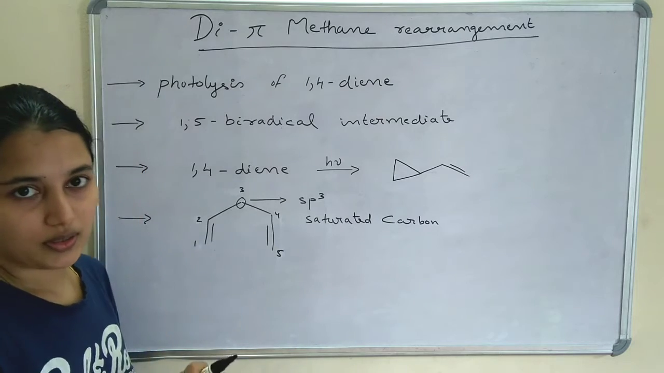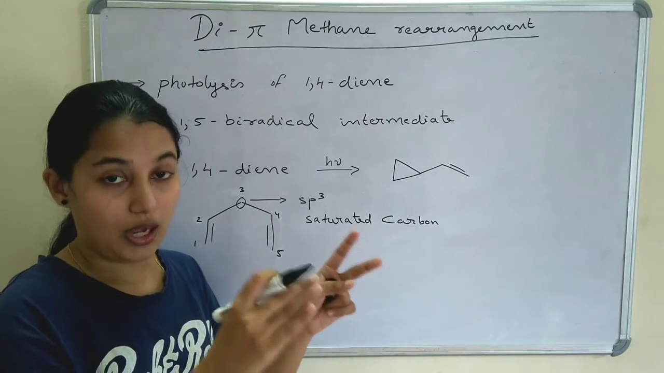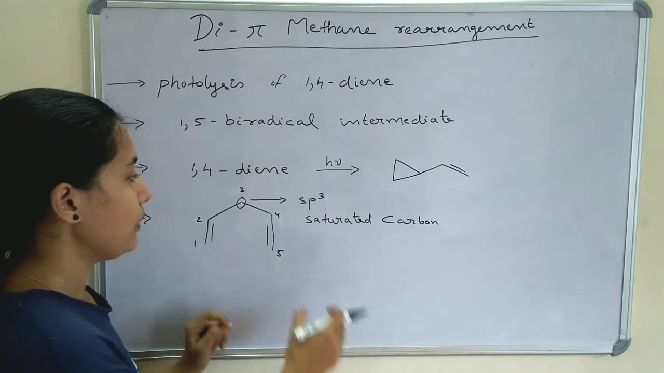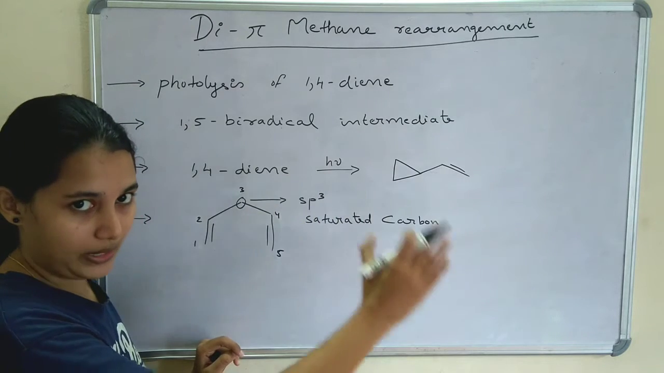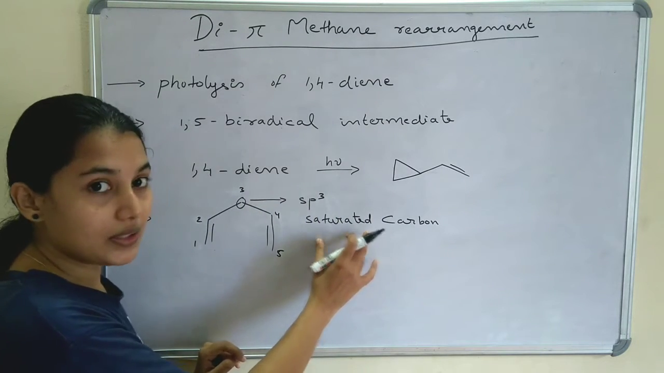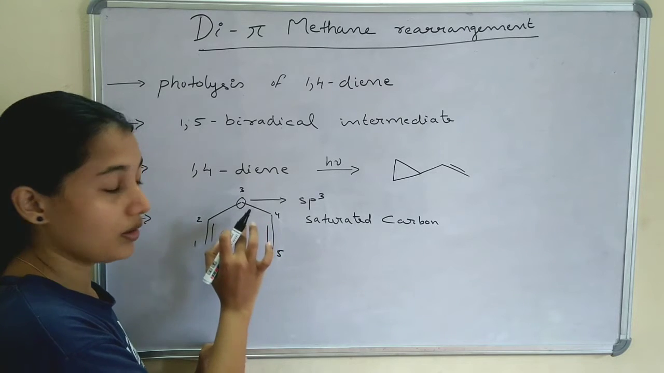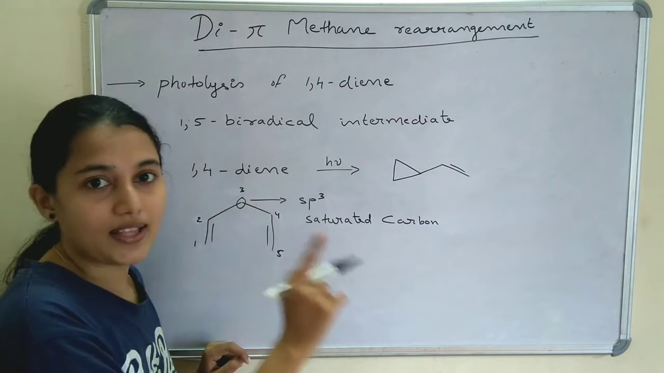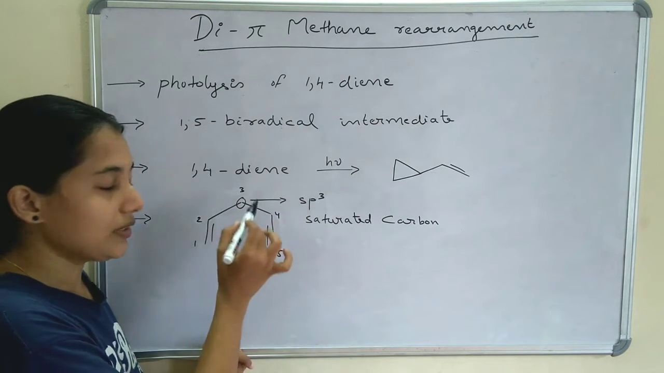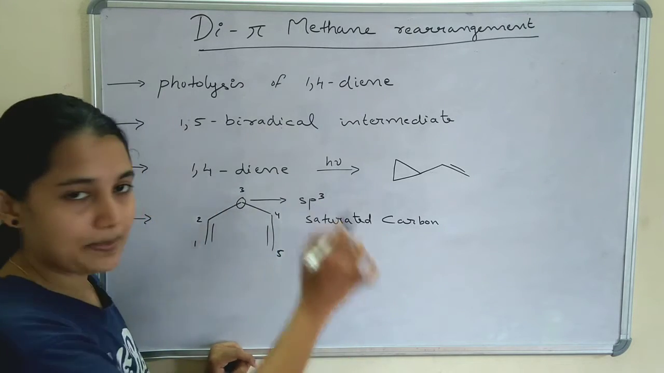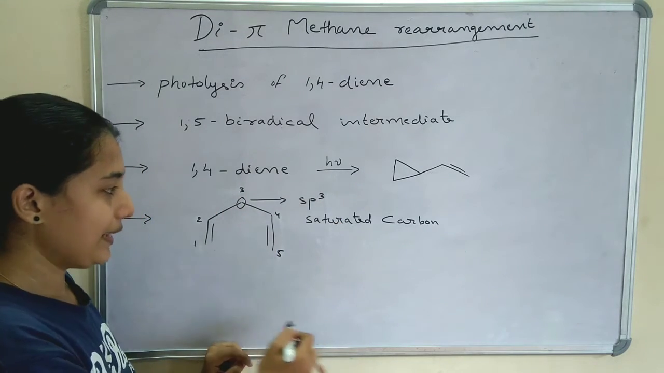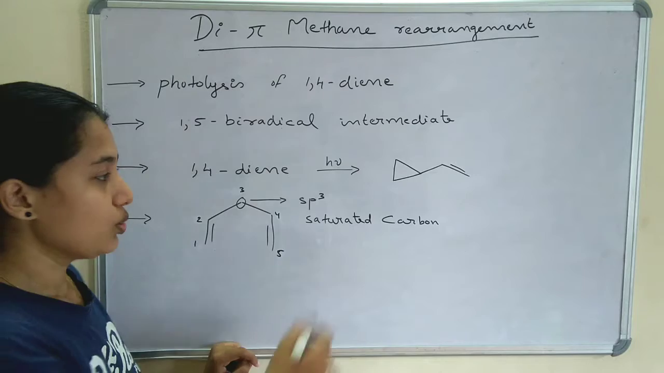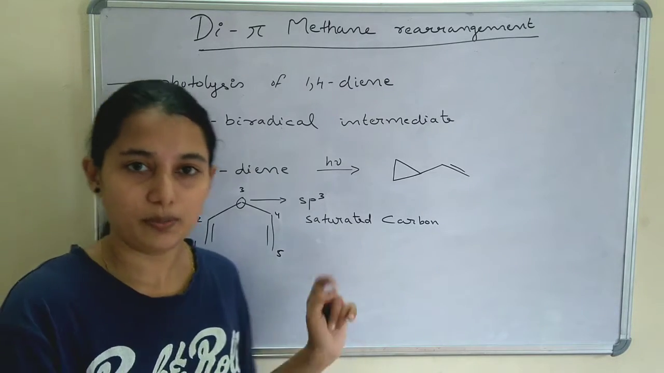Another important point is how to identify the 1,4-diene compound in di-pi-methane rearrangement. We identify the particular 1,4-diene by looking at the carbon in between the double bonds. That is the third carbon, which should be a saturated carbon. So the third carbon must be a saturated or sp3 hybridized carbon. Then we can take that compound as a 1,4-diene for di-pi-methane rearrangement. This point will be important for solving problems.